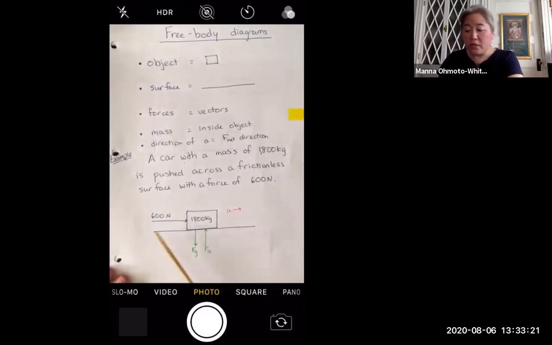Then I have a force vector, and it doesn't matter which way I'm pushing it. I can push it to the right or push it to the left. I could even make it look like it's pulling the object. It doesn't really matter. But I only have one force pushing in this direction, and so my net direction of motion is going to be this way. My F net is to the right, so my acceleration will be to the right.